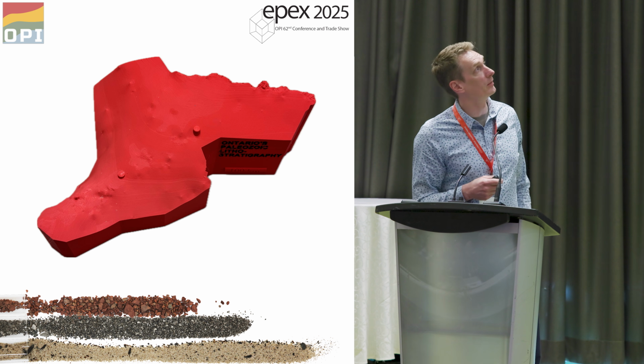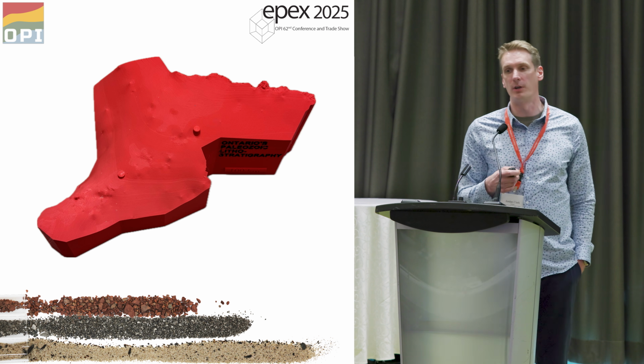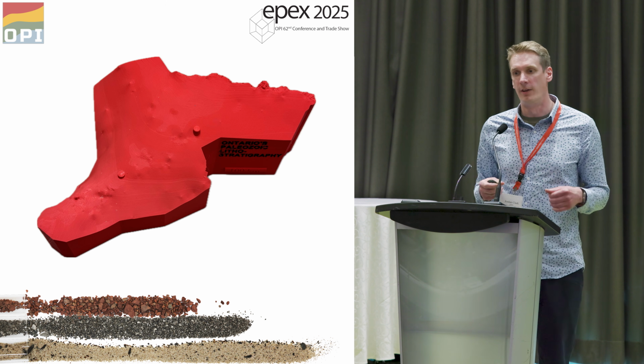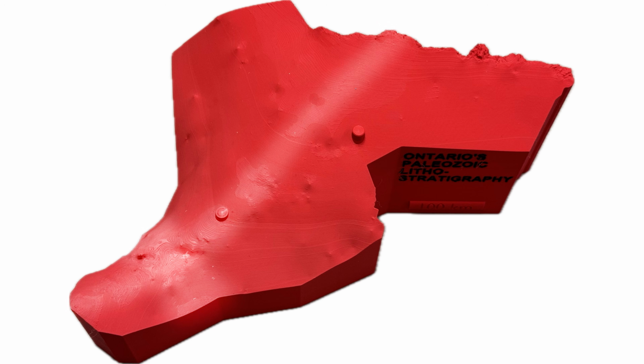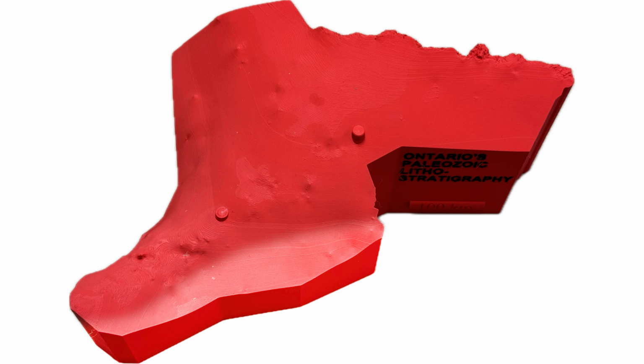When you get to the basement, we can still see some of those faults, but now you can also see the shape of the basin. So we've got the Chatham Sag, the Algonquin Arch, and we can see the basin dipping quite aggressively under Lake Huron and under Lake Erie.